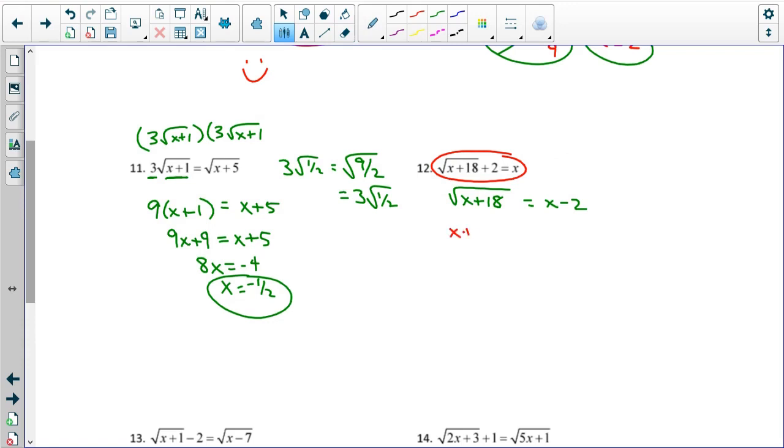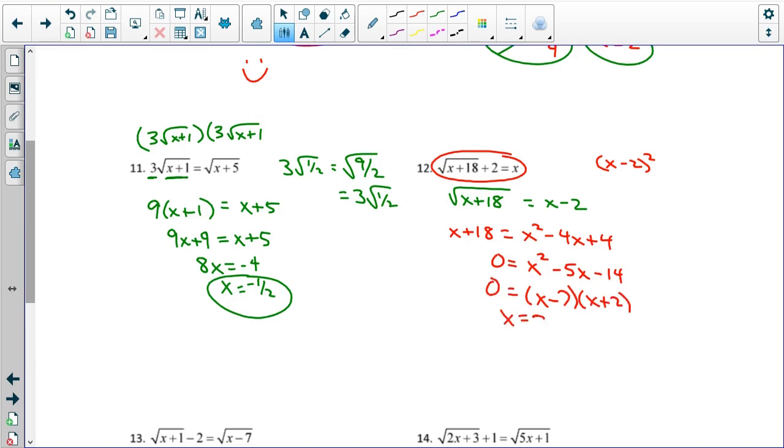Now I can square both sides, and I get x plus 18 equals x squared minus 4x plus 4 when I square x minus 2. Now I will subtract everything all the way over to one side. So I get x squared minus 5x minus 14 equals 0. x minus 7 times x plus 2 equals 0. So x equals 7 and x equals negative 2.